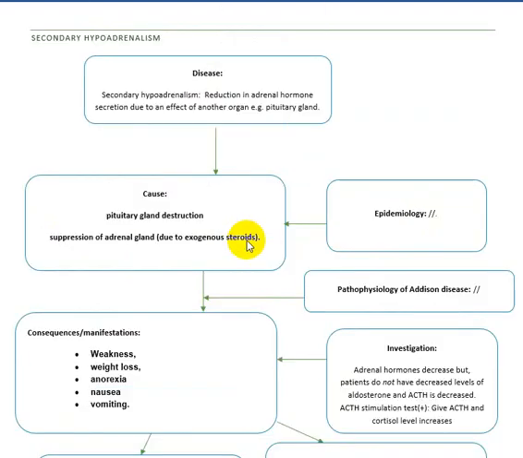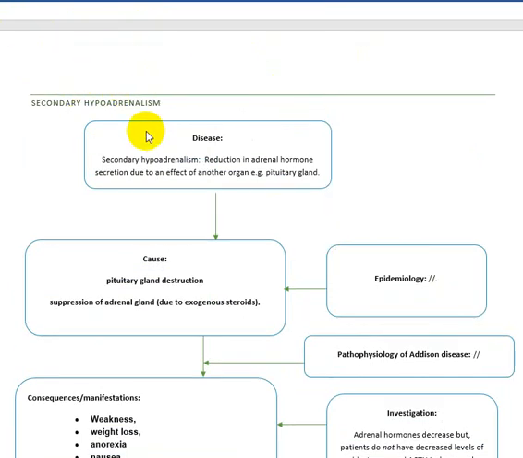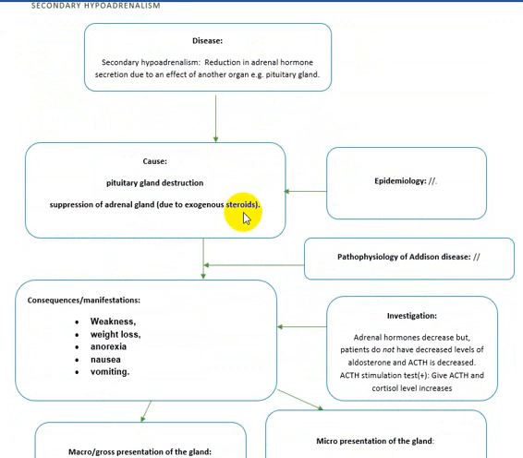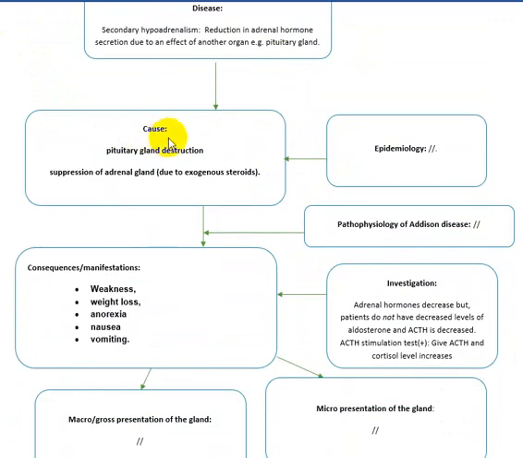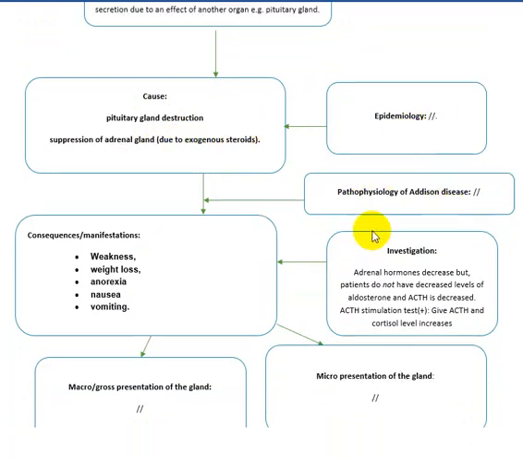Now, in this case of secondary, you can still have acute and chronic, but here it is not divided. Because we initially told you that hypoadrenalism is divided into primary and secondary, and the primary was acute and chronic, in this case of secondary, don't divide into acute and chronic, and consider it as a whole. So the causes are pituitary gland destruction and suppression of the adrenal gland due to exogenous steroids. Epidemiology, nothing seen on that. Pathology, nothing seen on that.